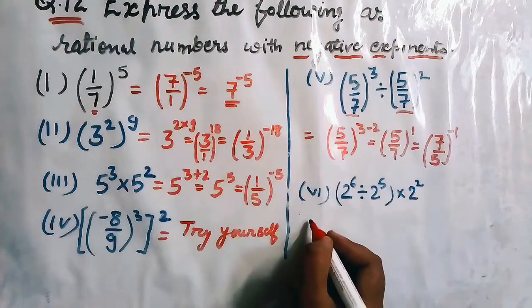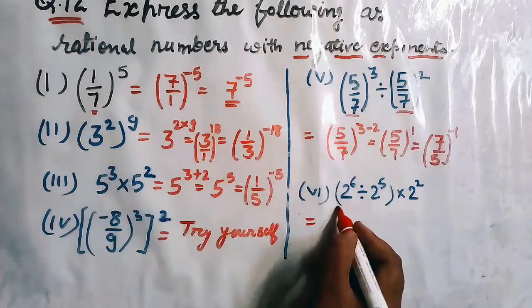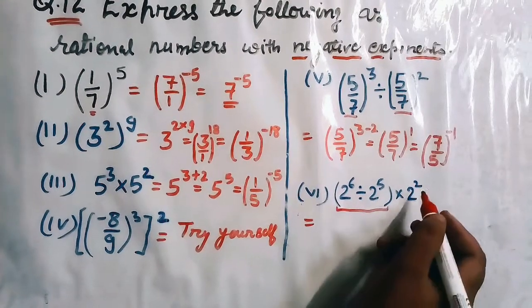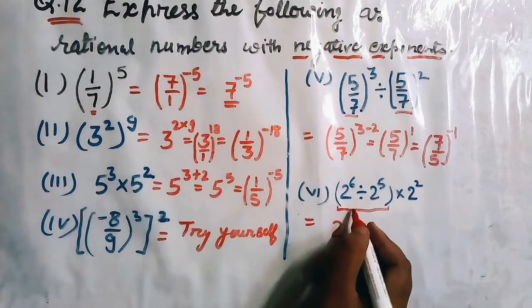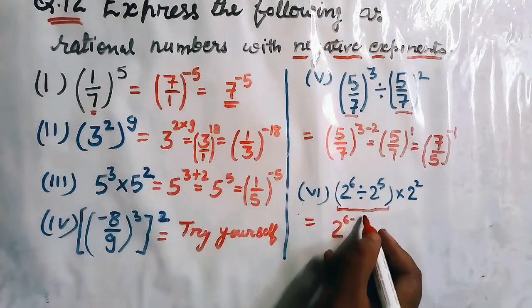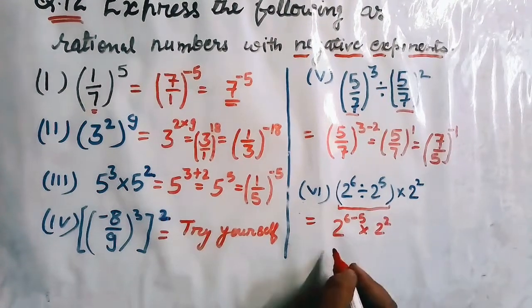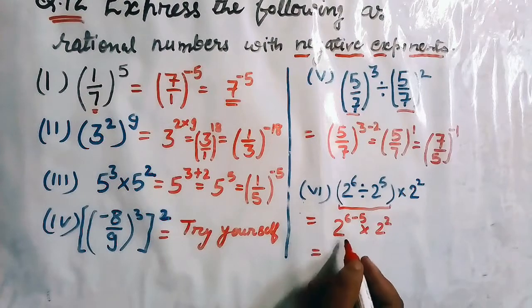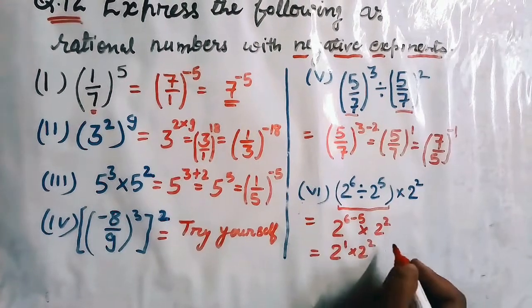Now the last part is 2 raised to power 6 divided by 2 raised to power 5 and whole multiplied by 2 raised to power 2. So it is 2 raised to power 6 minus 5. Bases are same, powers will be minus, multiply by 2 raised to power 2 as it is. So 2 raised to power 6 minus 5 is 1, multiply by 2 raised to power 2 as it is.